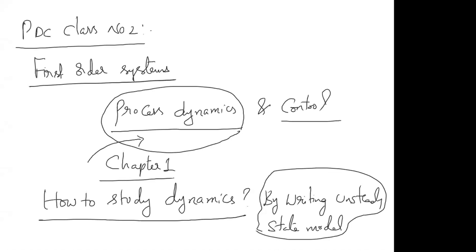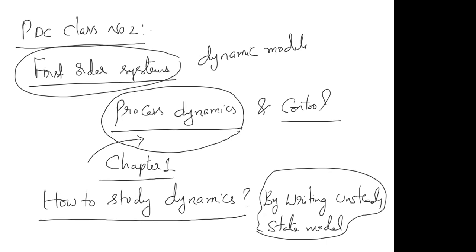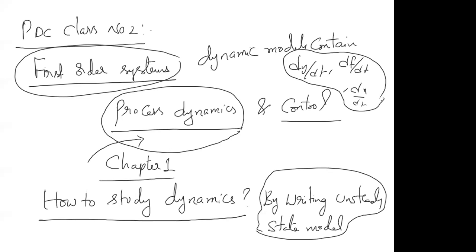So let's take some examples. First order systems means their dynamic models contain, let's say, dy by dt, or df by dt, or dx by dt. A maximum of a single differential is what is called a first order system. When you write a dynamic model, it contains only first order differential equations. So let's study one example.